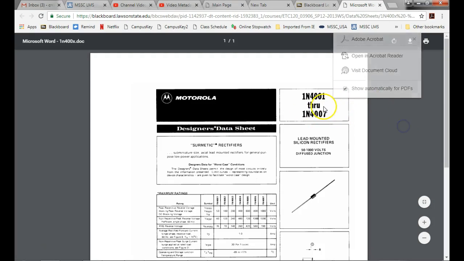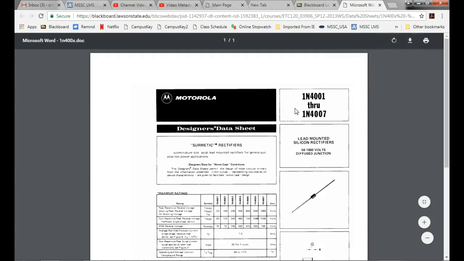It carries part numbers starting with 1N. So most diodes start with 1N because there's only one junction. Most of your transistors start with 2N because there's what? Two junctions. These are all JEDEC registered. Joint Electron Devices Engineering Council registers these numbers and also characteristics.